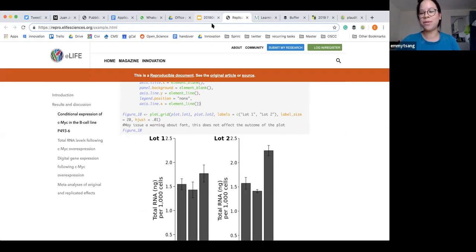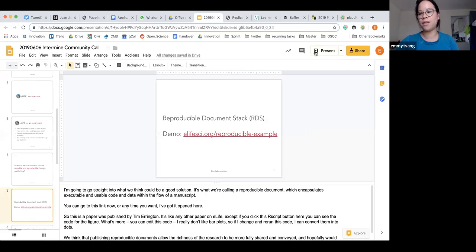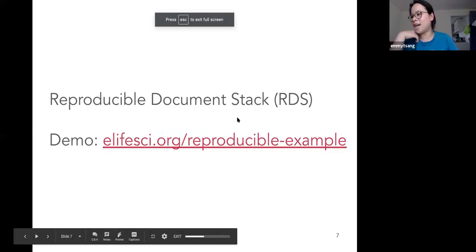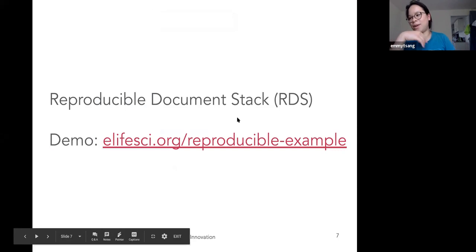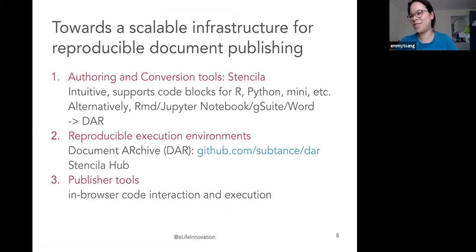So this demo was published in February, and we got quite a lot of attention for that. There were people emailing us asking if we can publish their papers as reproducible documents. And we really want to do that. And so for that, we need to build a stack of tools that will allow researchers to author their manuscripts with their code and data embedded, tools that will host these articles and set up the reproducible execution environments, and tools for us and any other publishers to accept and publish these reproducible articles at scale.